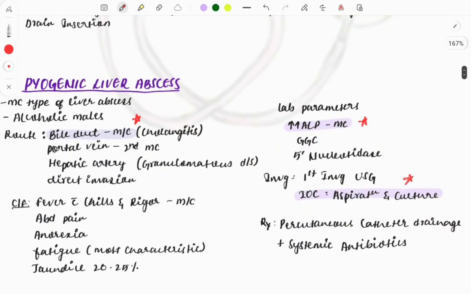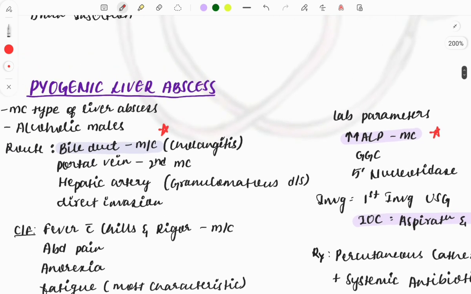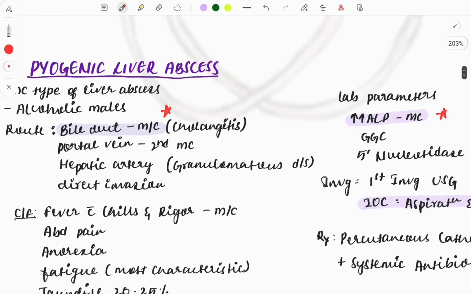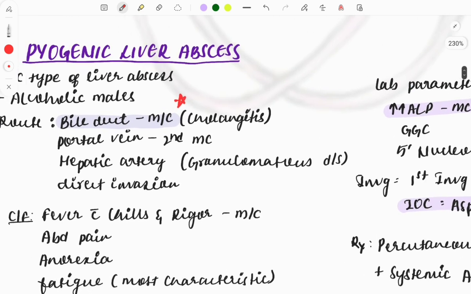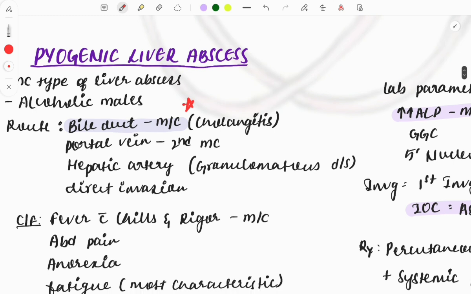Then moving on to pyogenic liver abscess. Again, liver abscess, pyogenic. Okay, so in liver abscess you can see symptoms like abdominal pain, fever, fatigue. These are common symptoms. Let's discuss the things which will help you to rule in that it is the pyogenic liver abscess.